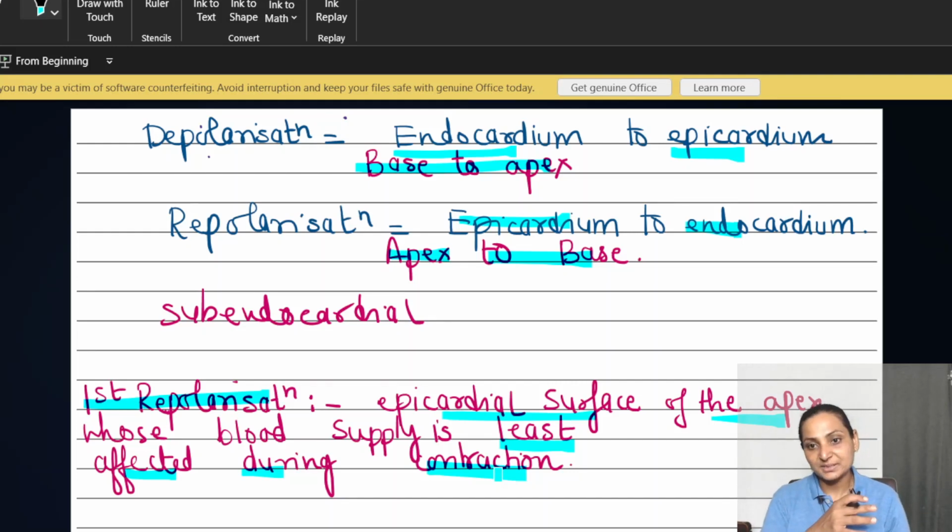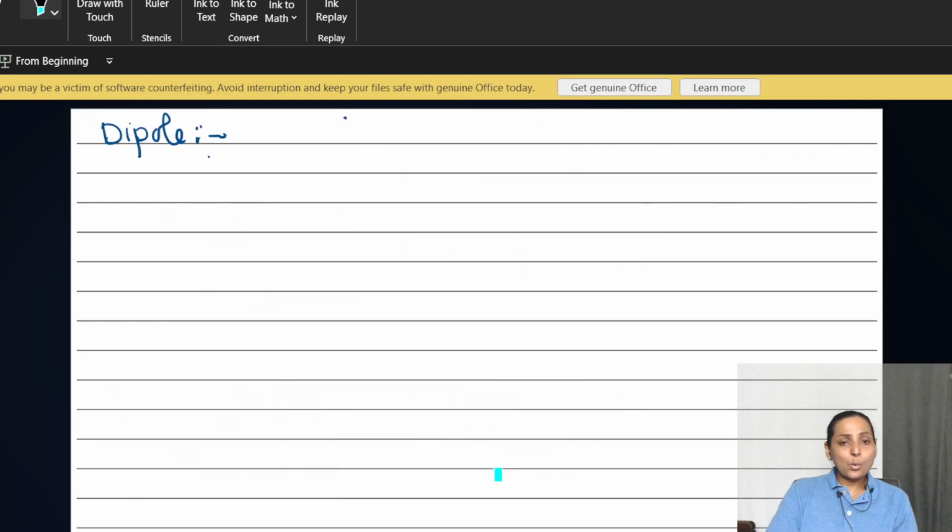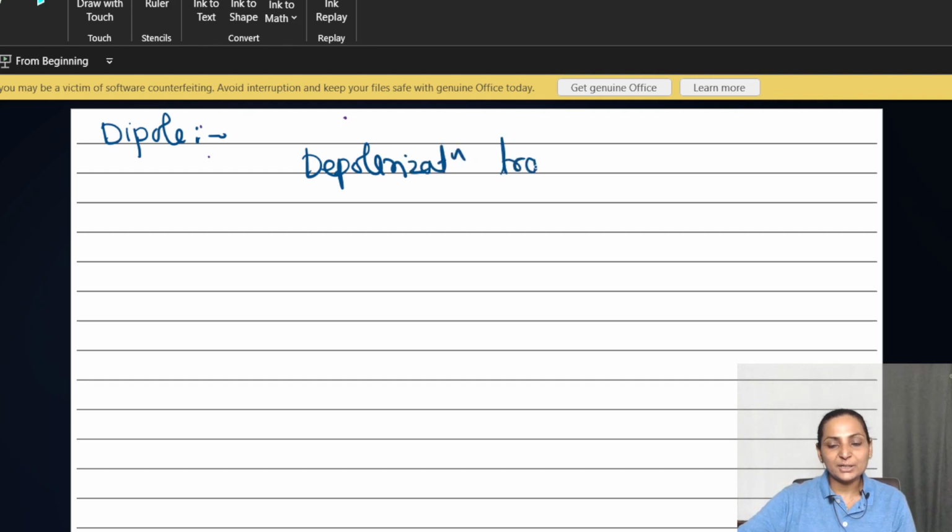And this also comes as a short note: the spread of the cardiac impulse, or conductivity. Now, what is the concept of this dipole? If you look into the heart, the depolarization wave will travel in a particular direction in the heart.